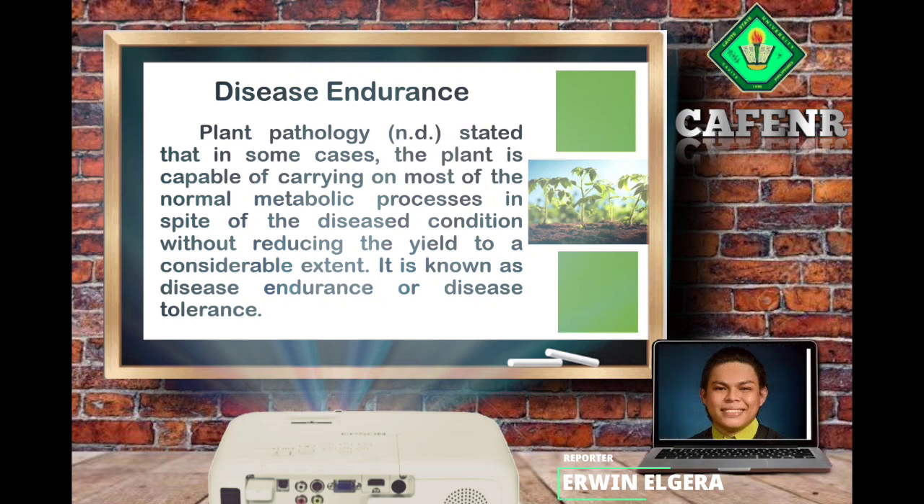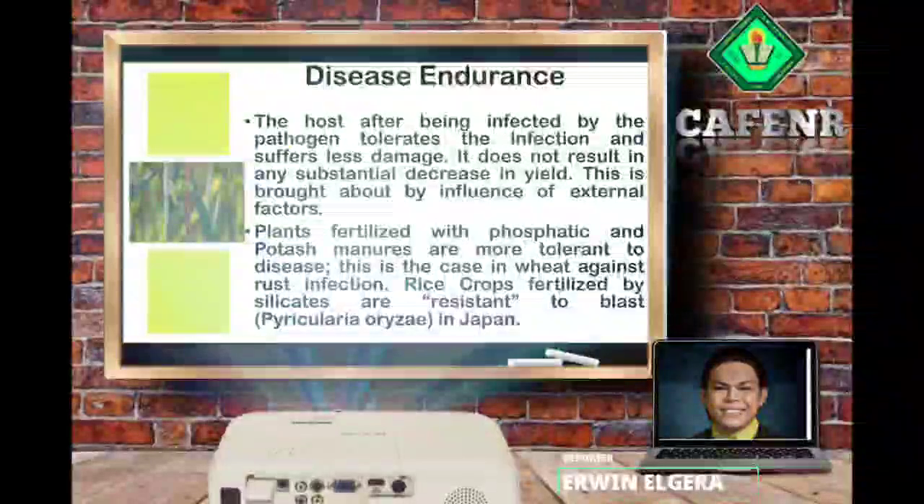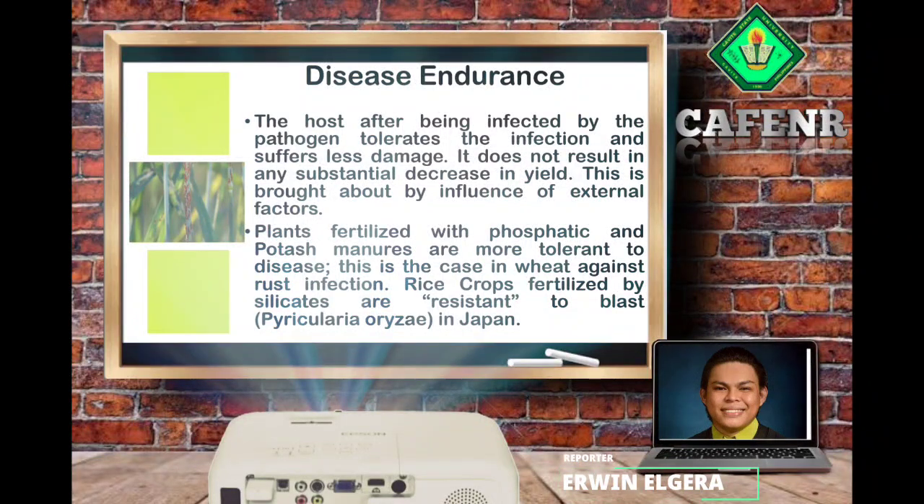Now, let's proceed to disease endurance. Plant pathology states that, in some cases, the plant is capable of carrying on most of its normal metabolic processes in spite of the disease condition, without reducing the yield to a considerable extent. It is known as disease endurance or disease tolerance. The host, after being infected by the pathogen, tolerates infection and suffers less damage. It does not result in any substantial decrease in yield.